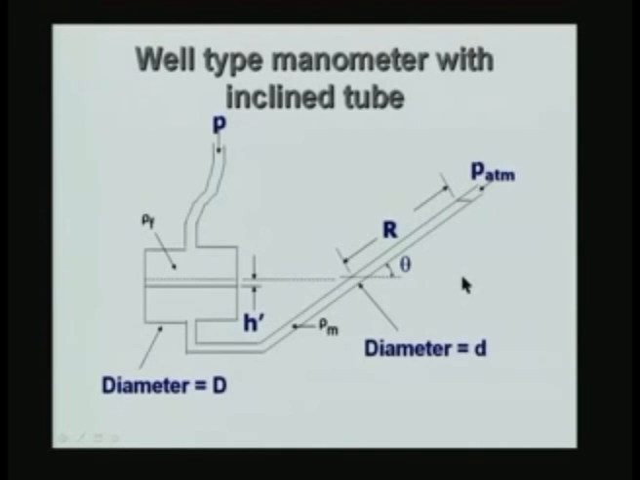So, in the next lecture, I will take a problem which will concern itself with the measurement of pressure using an inclined tube manometer or a well type manometer in general, and we will look at the sources of error. We will look at how to analyze the problem of this particular type.